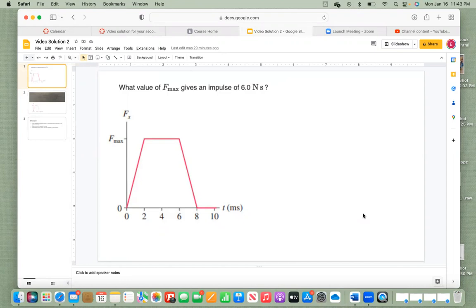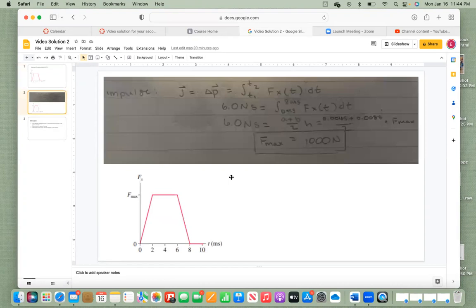So we are given that the impulse is 6.0 Newton seconds, and we also know that the impulse is defined by being the area under the line of a force versus time graph. So we can use that to find our value of F max. All right, so our impulse or our change in momentum is defined by the integral of the function of time from time 1 to time 2.